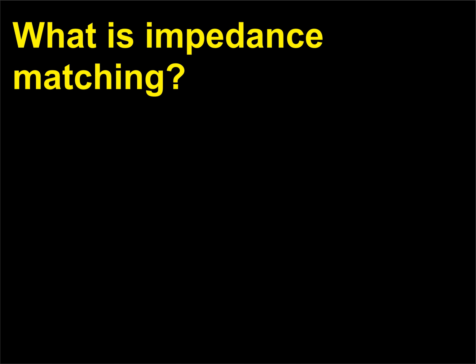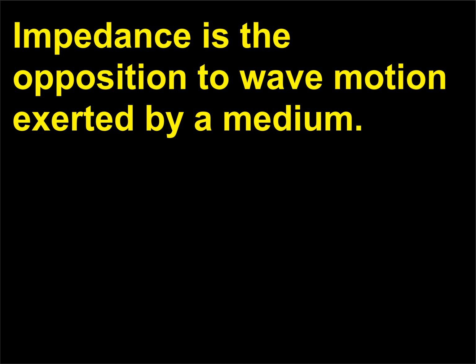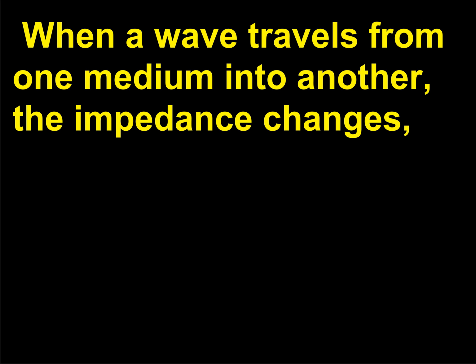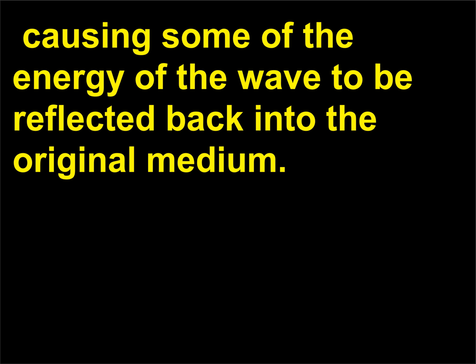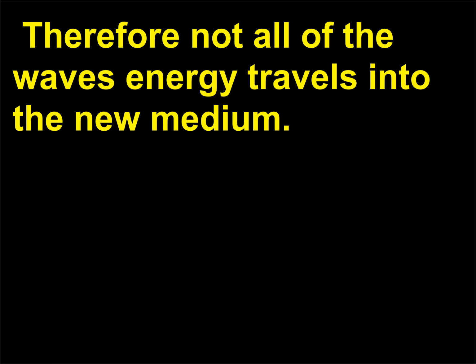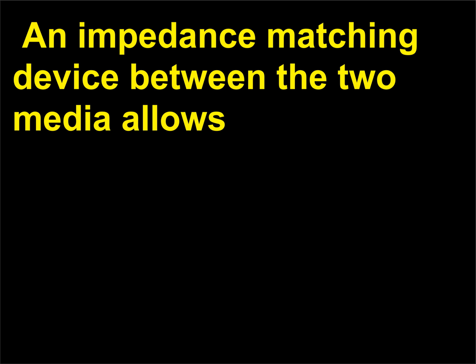What is impedance matching? Impedance is the opposition to wave motion exerted by a medium. When a wave travels from one medium into another, the impedance changes, causing some of the energy of the wave to be reflected back into the original medium. Therefore, not all of the wave's energy travels into the new medium. An impedance matching device between the two media allows for a smooth transition in impedance and reduces reflections.